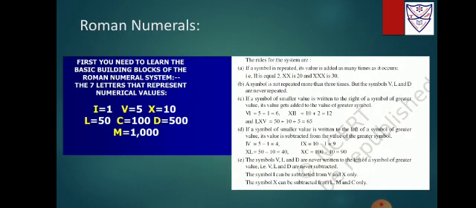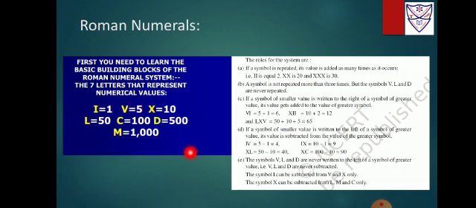Roman numerals. Before studying Roman numerals, let us understand some basic signs for the Roman numerals. I stands for 1, V stands for 5, X stands for 10, L stands for 50, C stands for 100, D equals 500, M equals 1000. So these are the signs which are used for Roman numerals.